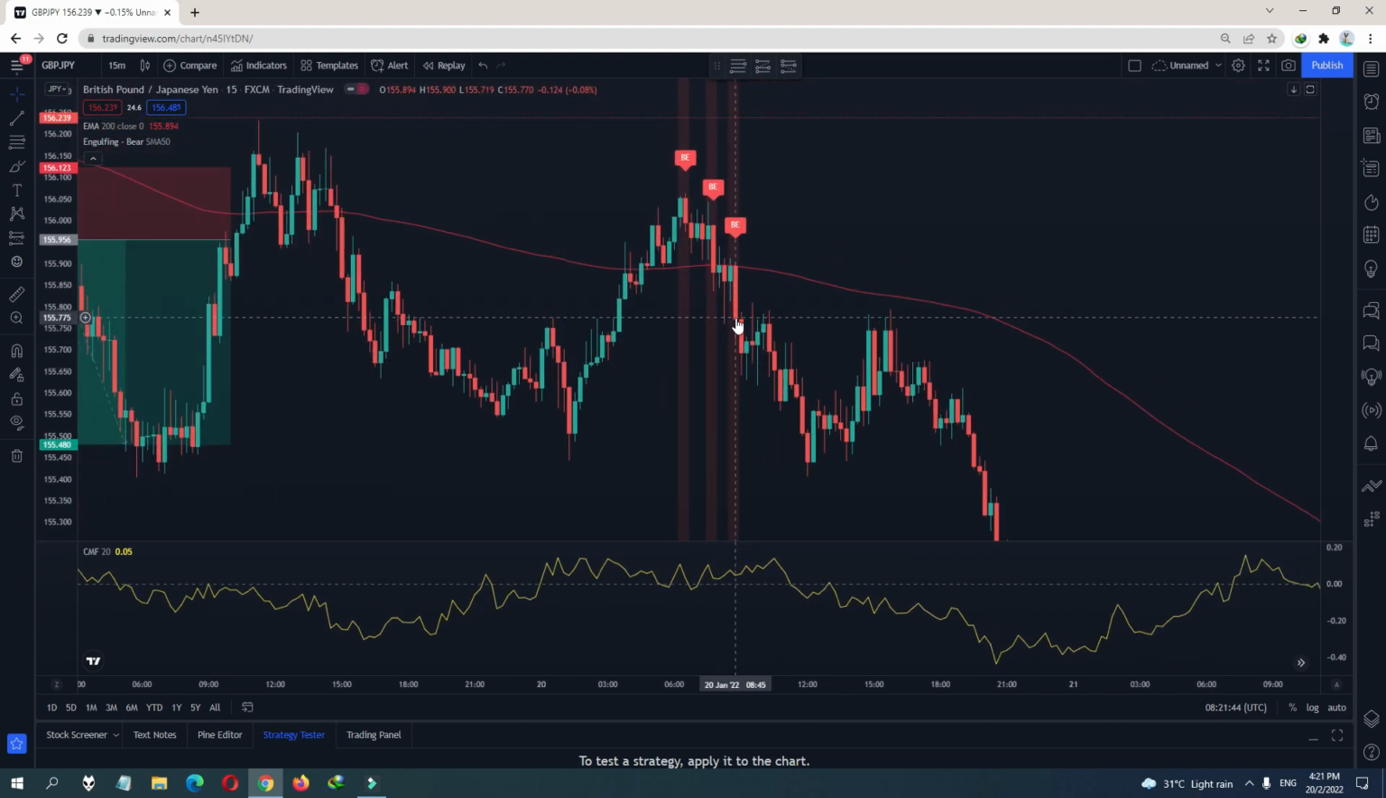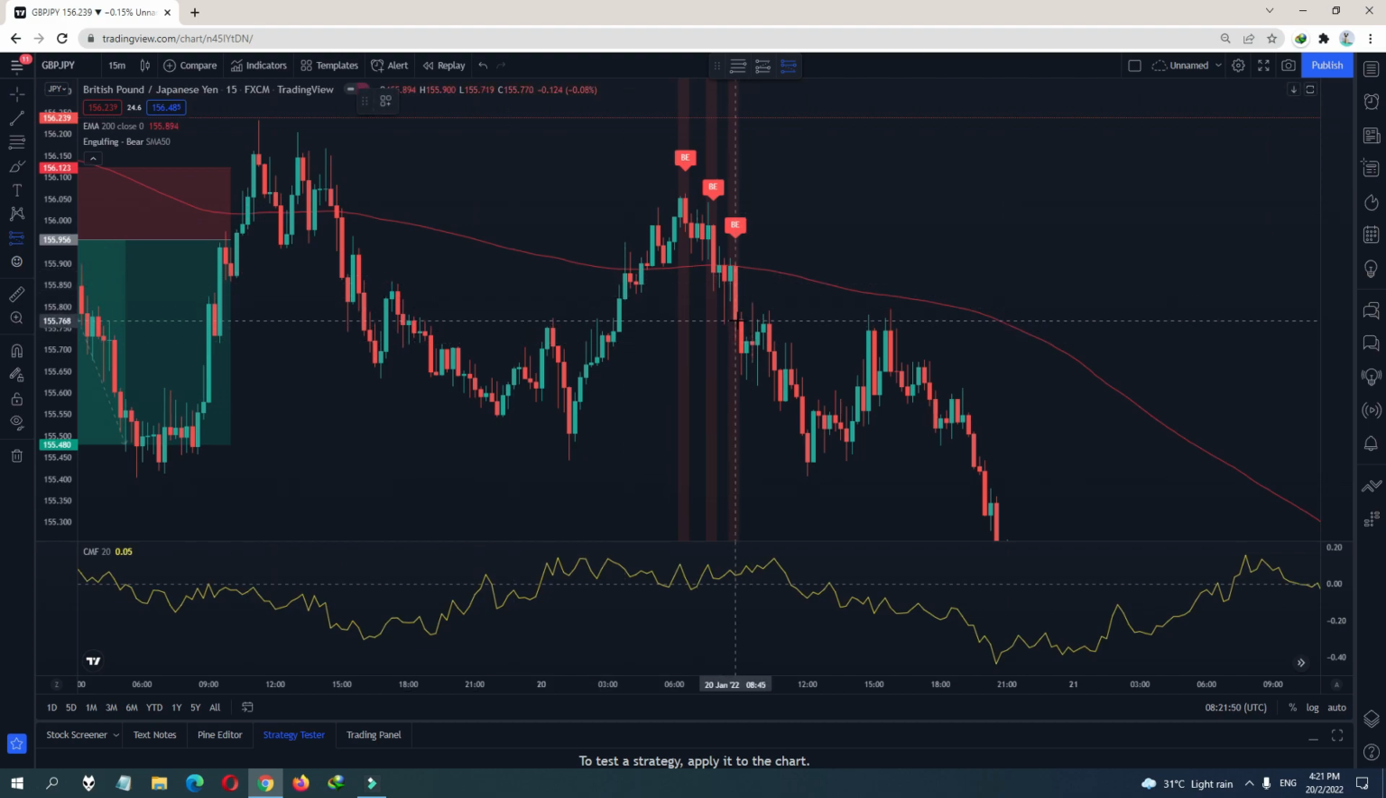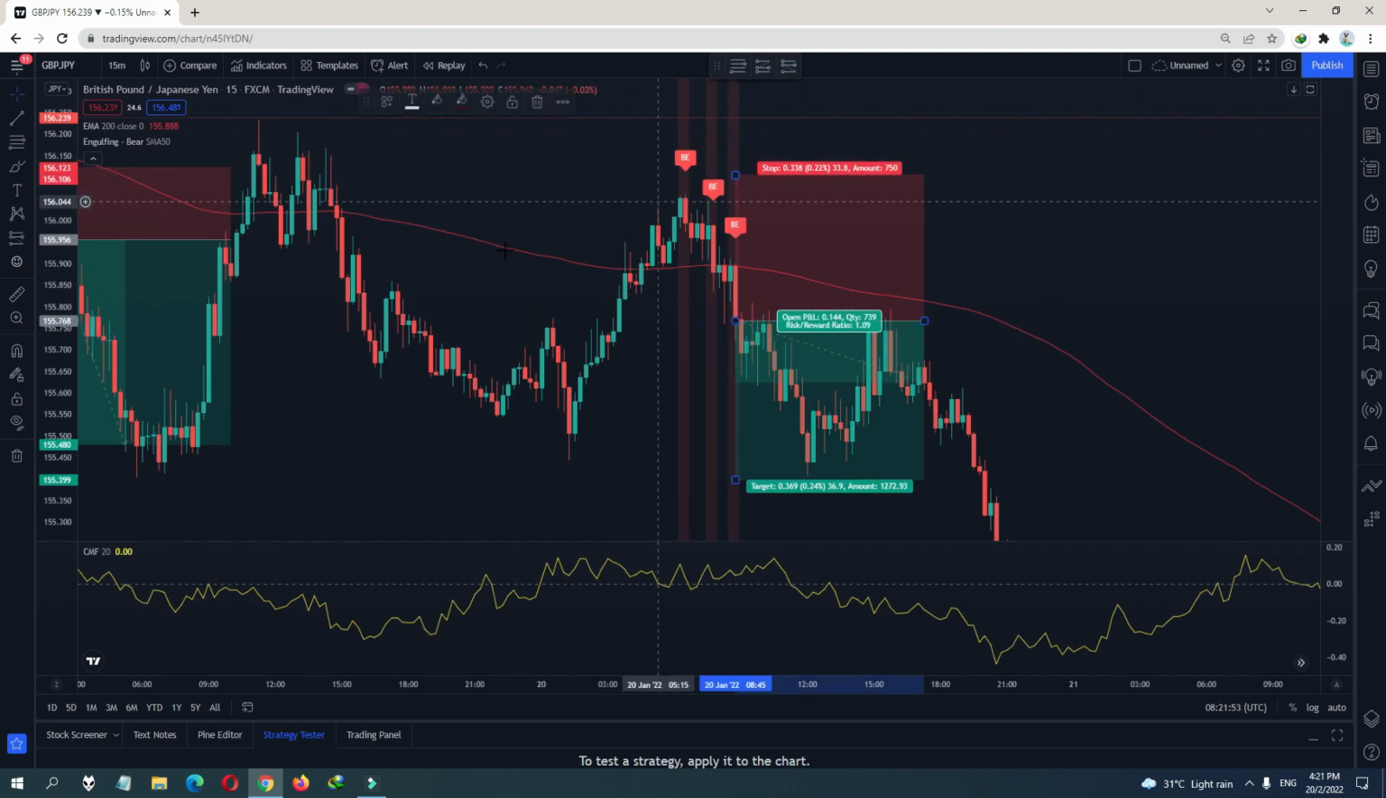Then here we have another signal. Chaikin is still above the zero line, so it's a good place to sell. We are not late. So you can target 1 to 2.